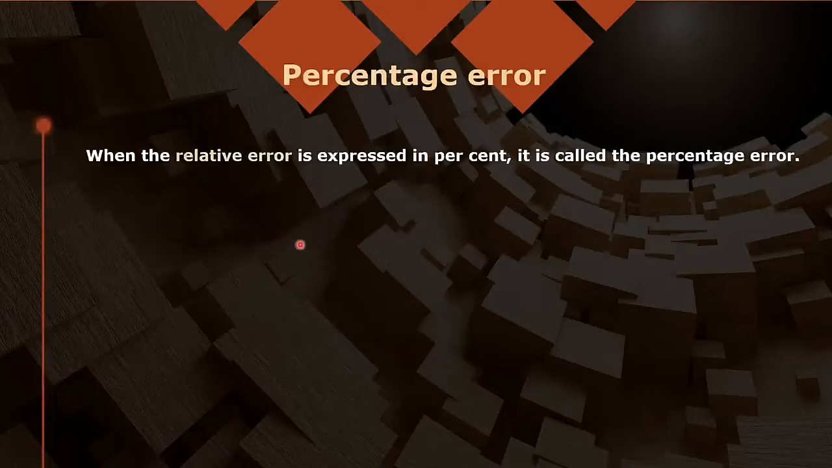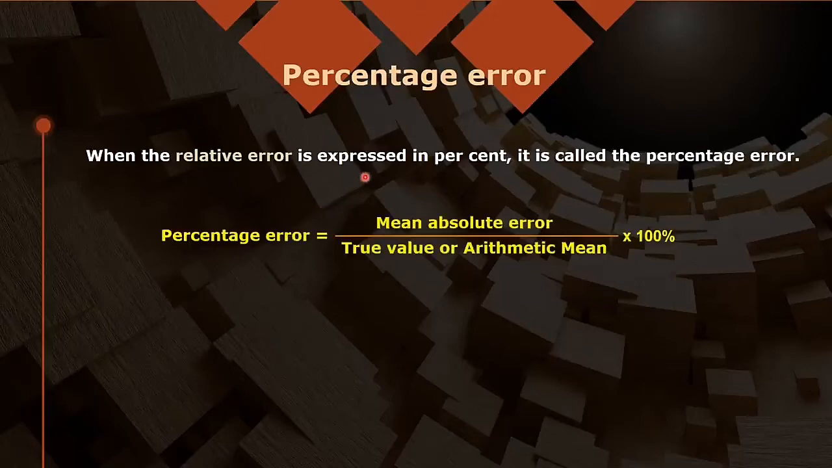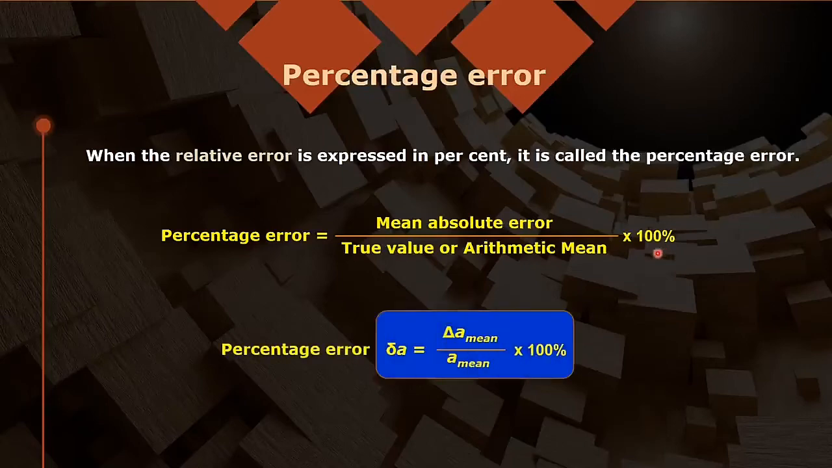Similarly, if I multiply this relative error by 100, then I call it the percentage error. This is the mean absolute error to the true value, or you may take the arithmetic mean, multiplied by 100, so the result comes in percentage, and that error we call the percentage error. All three, absolute error, relative error and percentage error, are very, very important.